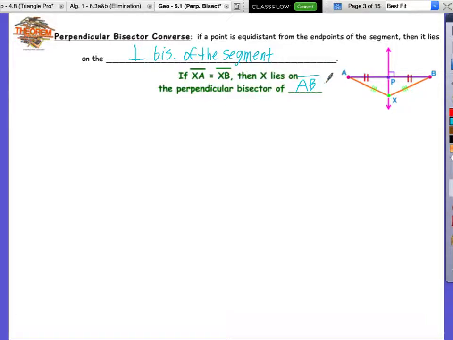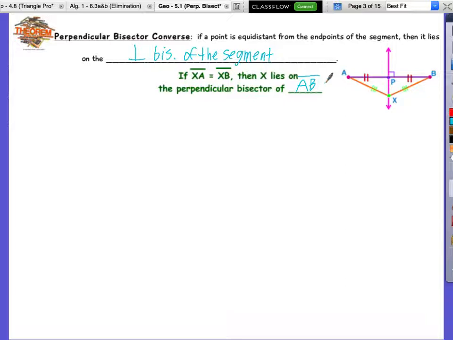Does this make sense? Perpendicular bisector of the segment. I actually fit all the words on the line. I ran out of words. Upside down T. Questions on this? I just put the little thing for bisector.